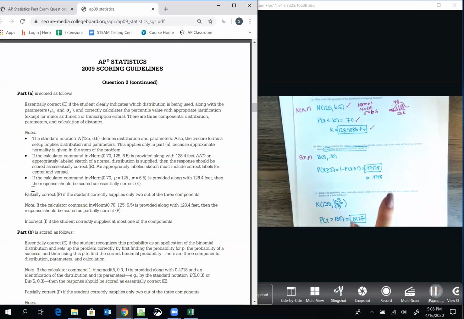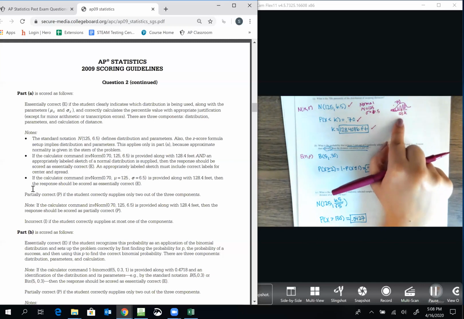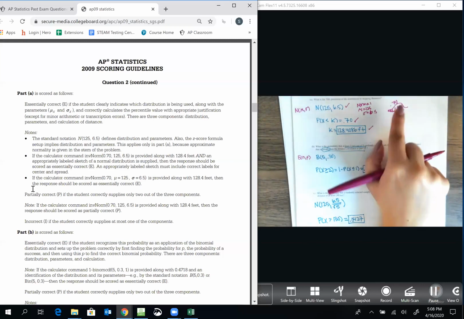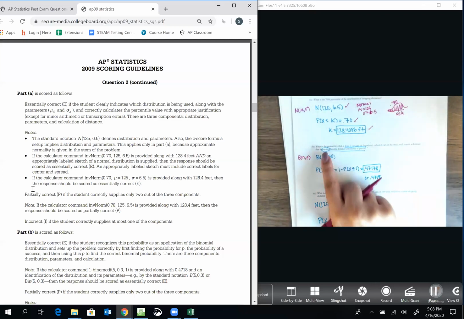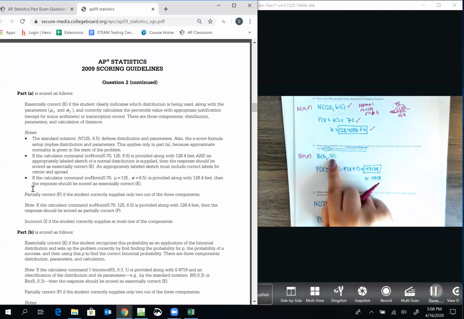Remember for part A, that distance we calculated is the 70th percentile. That means 70% is below that point. So above that point would be 30%. That's where I got my probability of success being 0.3.